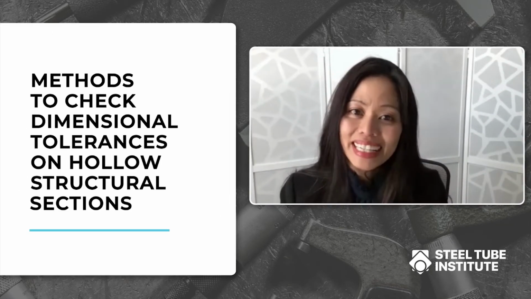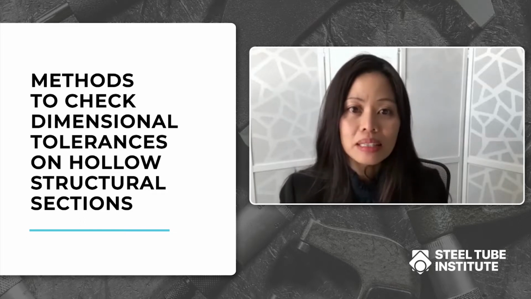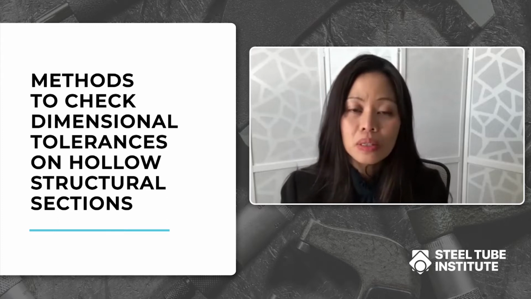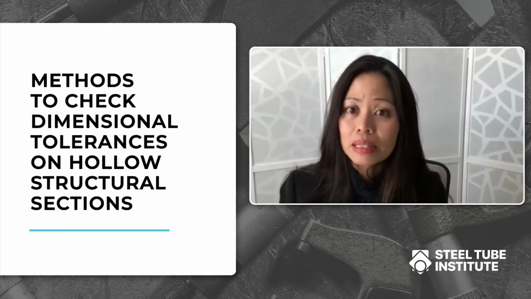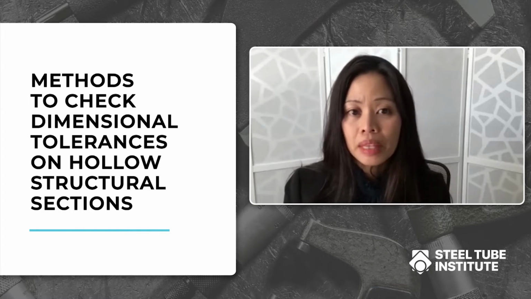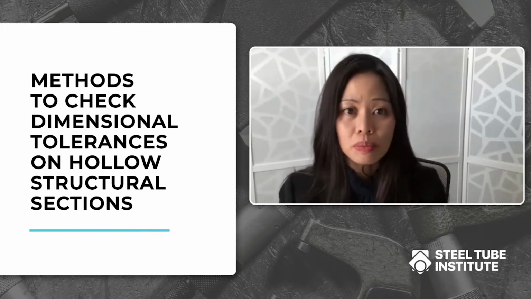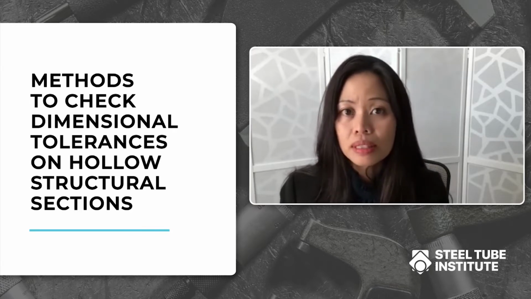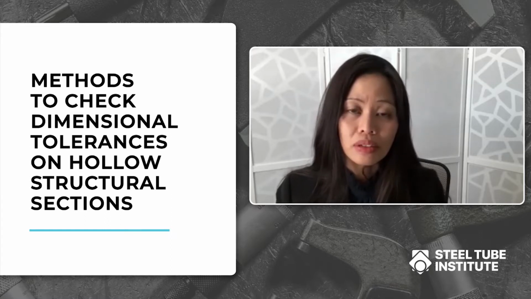Welcome. We are excited to share this video that will introduce the document titled Methods to Check Dimensional Tolerances on Hollow Structural Sections. This document, also termed the Tolerance Brochure, was developed by the Steel Tube Institute and its member HSS producers. It serves as a guide for those within the HSS steel supply chain, including HSS producers, steel fabricators, and service centers, to take dimensional tolerance measurements for HSS and ensure steel tubing falls within ASTM permissible tolerances.